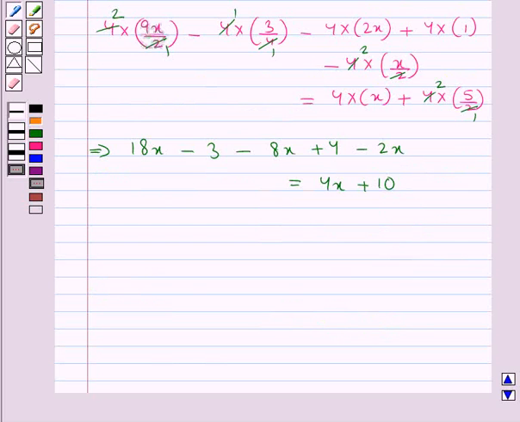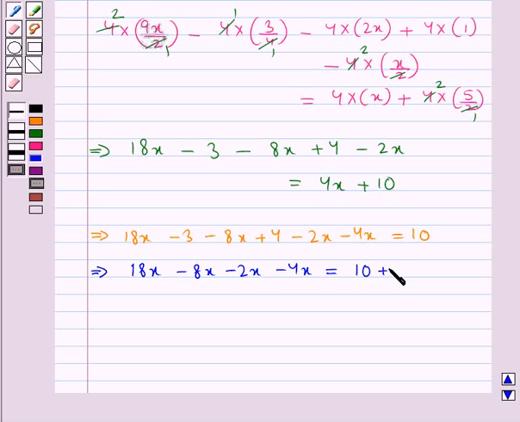Now, we transpose the terms containing x from the right hand side to the left hand side. So, we get 18x minus 3 minus 8x plus 4 minus 2x minus 4x is equal to 10. Next, we would transpose the constant terms from the left hand side to the right hand side. This gives us 18x minus 8x minus 2x minus 4x is equal to 10 plus 3 minus 4.